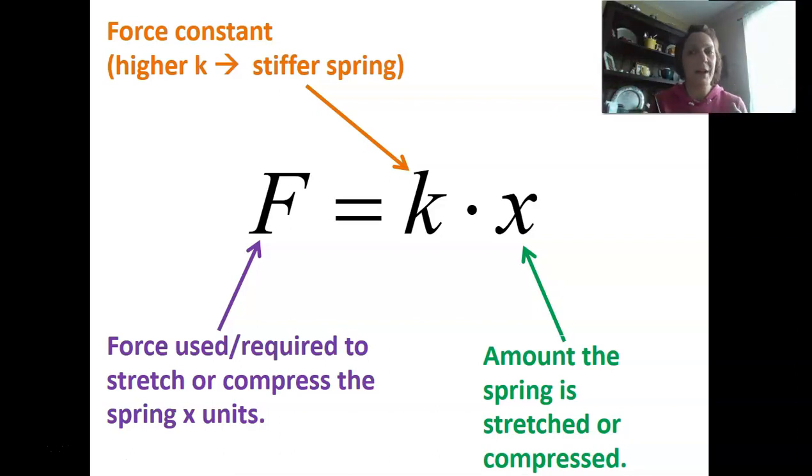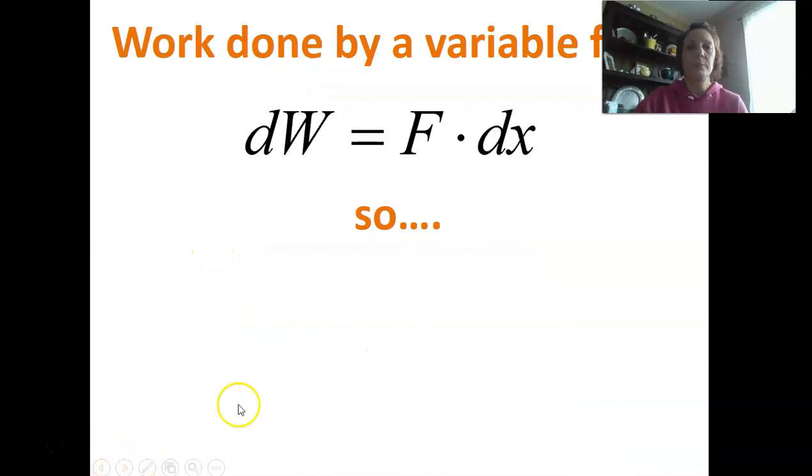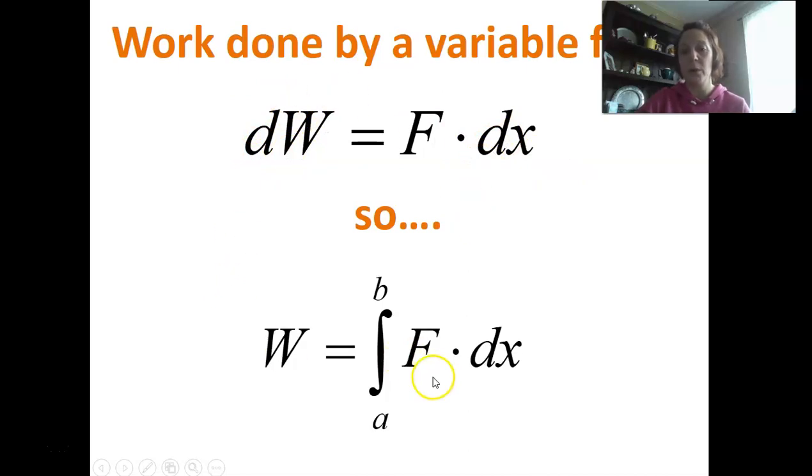So if they give you a pair of values, you can figure out what K is. But you do have to know this relationship to do it. Okay, so if we want to do work on a variable force, here's my tiny piece of work, here's my tiny displacement, and there's my force. So all we're going to have to do with our integral, like we did in that previous question, is integrate over the displacement that we're interested in.